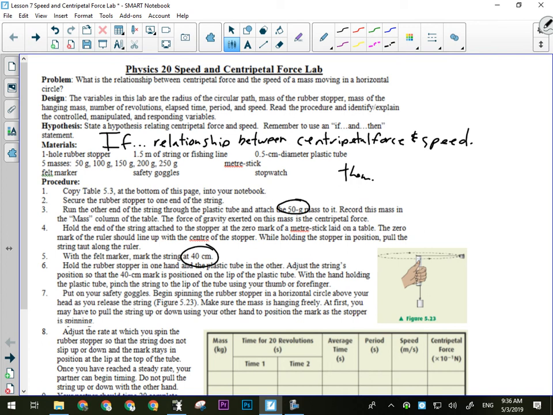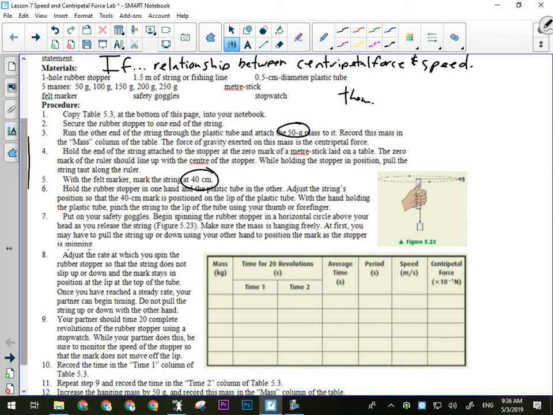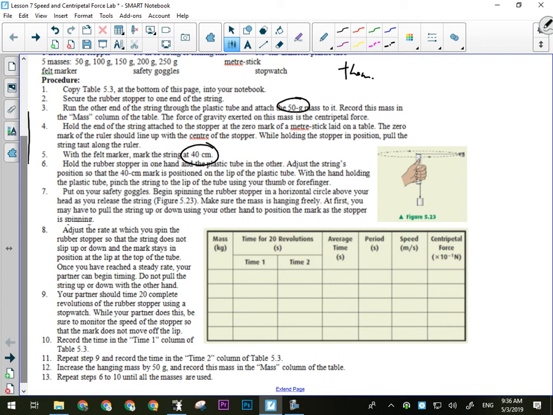Okay, the masses that we're going to use, what did they say here? Right, 50, 100, 150, 200, and 250. Okay, those will be ours. So we're going to increase by 50 grams each time. Okay, we're doing another trial. Okay, so you can just punch those in.